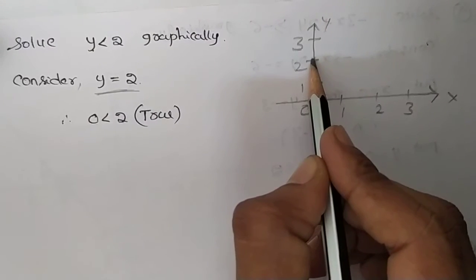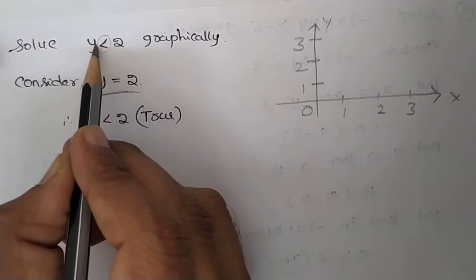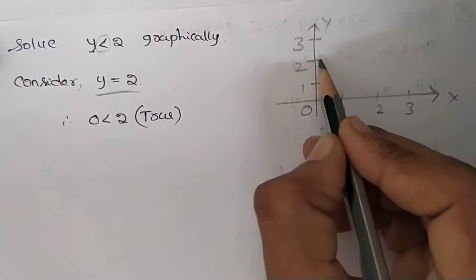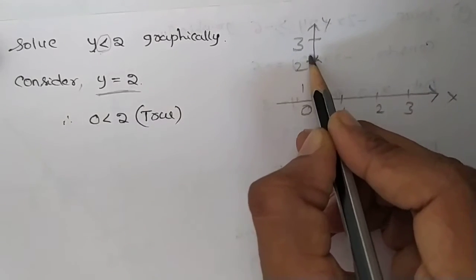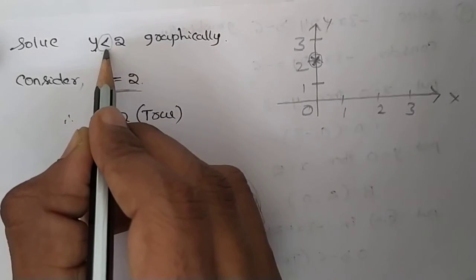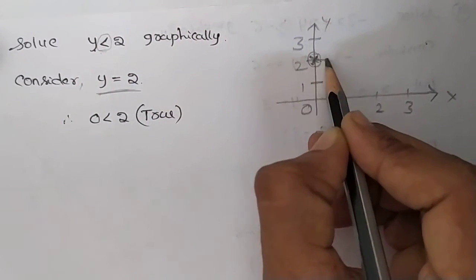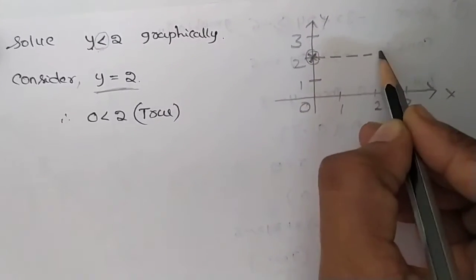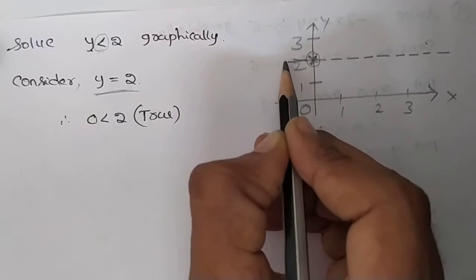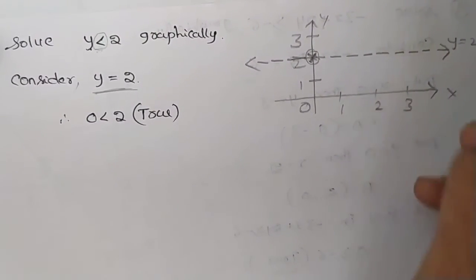Before that, you have to remember that the inequality involves less than. The given inequality involves less than. Therefore, we have to draw the line as a dotted line like this. It is y equals 2.